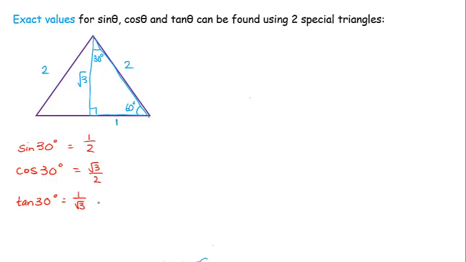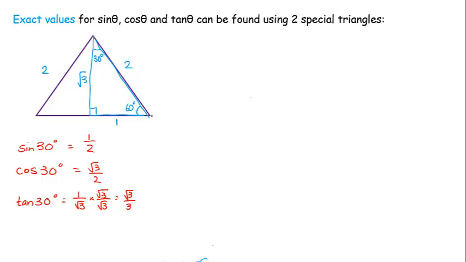And we often rationalize the denominator here. So you'll often see this written as root 3 over 3. Okay, so this is what we mean by exact values. We're not actually working out what root 3 over 3 is as a decimal, we're just leaving it as a surd. Okay, and this is the kind of thing that you'd be expected to know for your non-calculator paper because you can do this without a calculator. All right, we can do the same thing for 60 degrees.